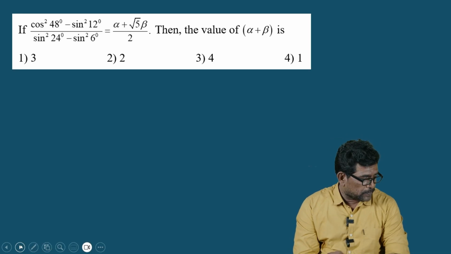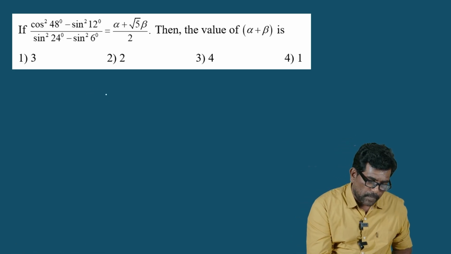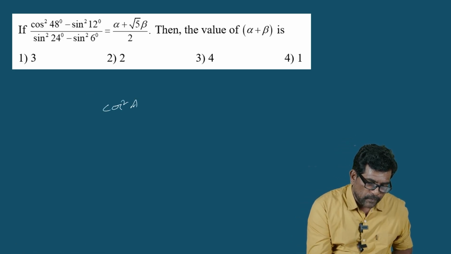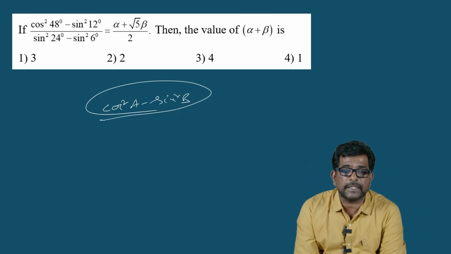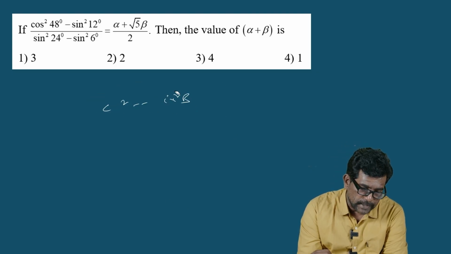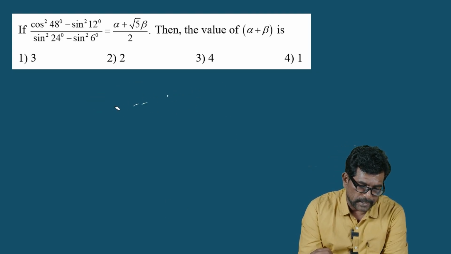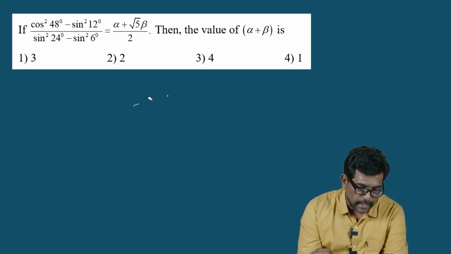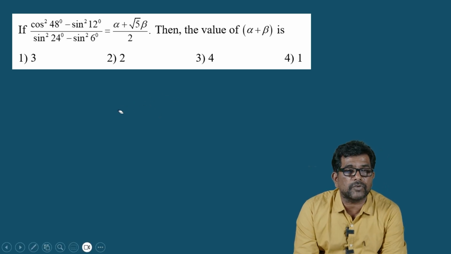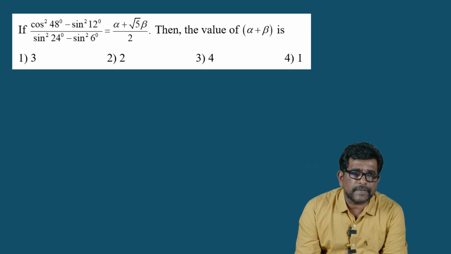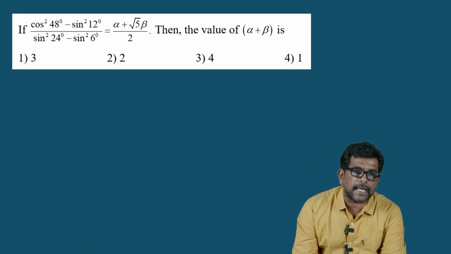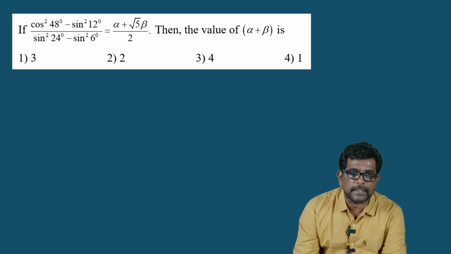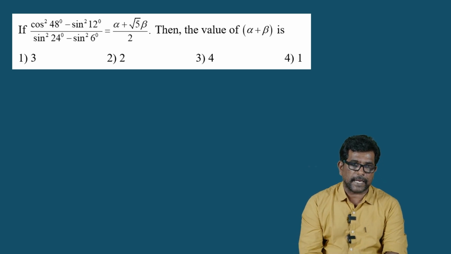Observing the numerator, it is in the form of cos square A minus sin square B. It is a formula you know: cos square A minus sin square B is equal to cos of A plus B into cos of A minus B. Similarly, observing the denominator, it is in the form of sin square A minus sin square B, so it is also a direct formula: sin square A minus sin square B is sin of A plus B into sin of A minus B.